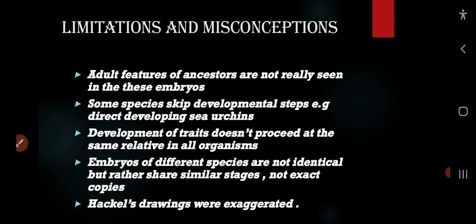Then we have developmental traits that do not proceed at the same rate. I mean that certain organisms don't develop at the same rate. If you compare the embryo of a chick and a man, certain features will not develop at the same time. A 2 month old chick is not the same as a 2 month old embryo of a man. The embryos of the chick develop faster than that of a man. Embryos of different species are not identical, but rather they share similar stages.